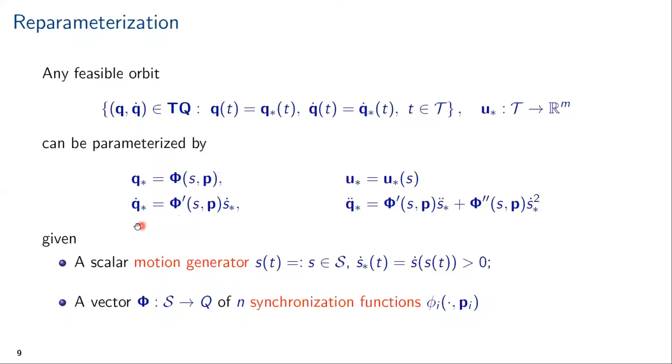Likewise, the nominal velocity may be described as follows, with the prime corresponding to the derivative of phi with respect to s, and the nominal control and the nominal acceleration as well may be described using s and its velocities. So the function phi is what we call the synchronization functions. It consists of these scalar functions for each generalized coordinate parameterized by s, given a set of parameters p, so polynomial coefficients and so forth.